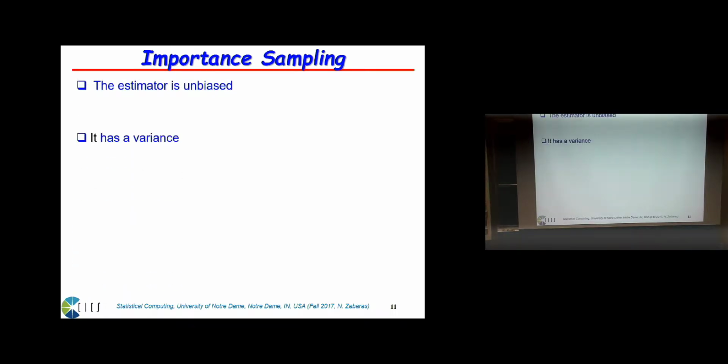Now, is the estimator unbiased or biased? What do you think? Remember basically what we did to get this estimator, we applied the standard Monte Carlo result. So do you expect it to be biased?